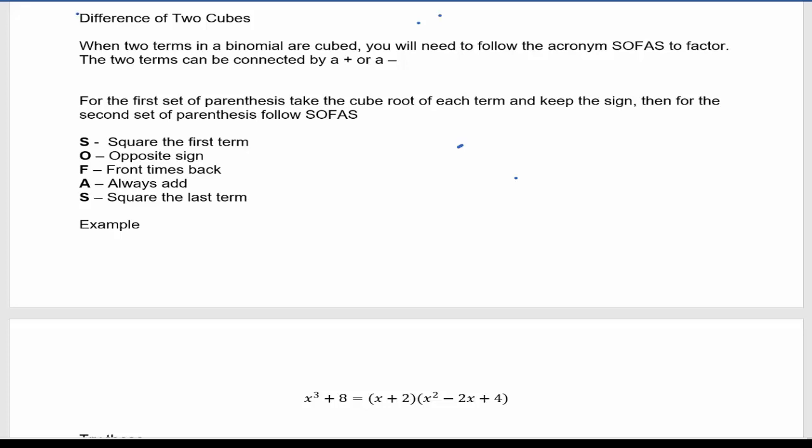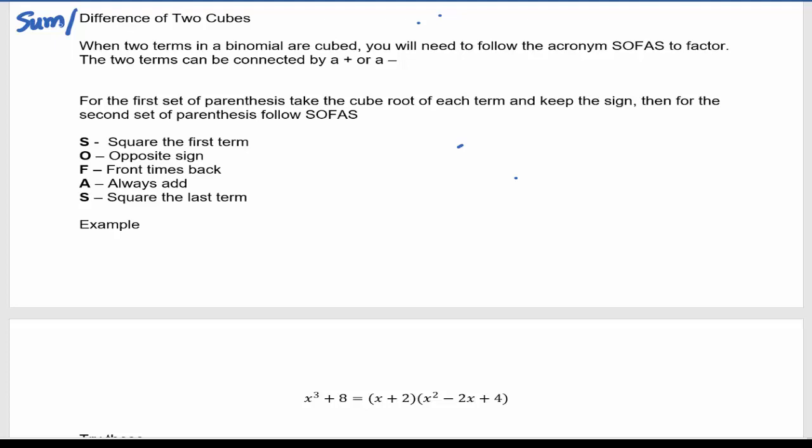And this says difference of two cubes. It really should be the sum or difference of two cubes because it doesn't matter if you are adding or subtracting here. You can do it with both. The key is, are both terms cubed? Is the first term cubed and is the second term cubed? That's what you really need to be looking for.